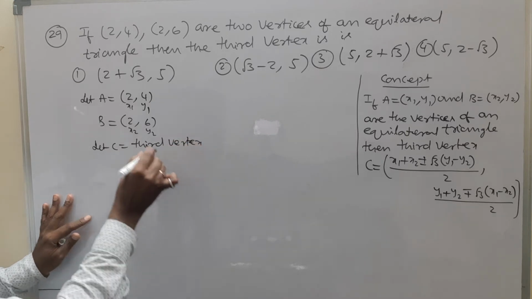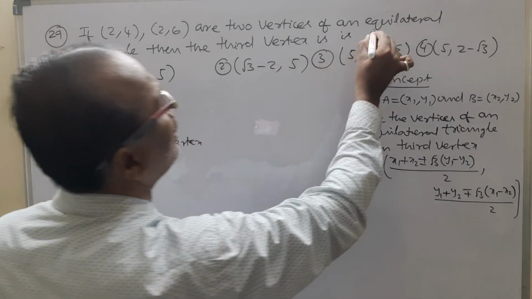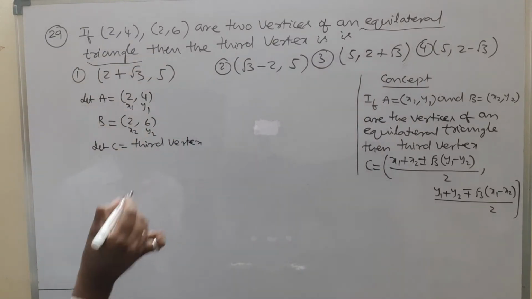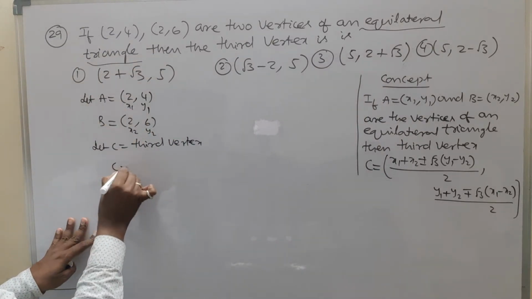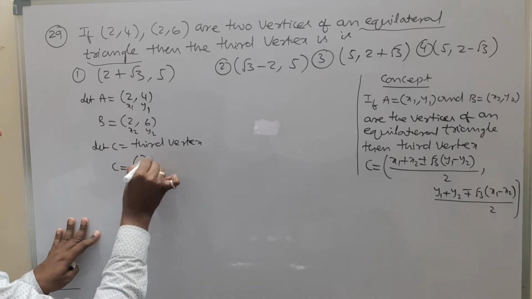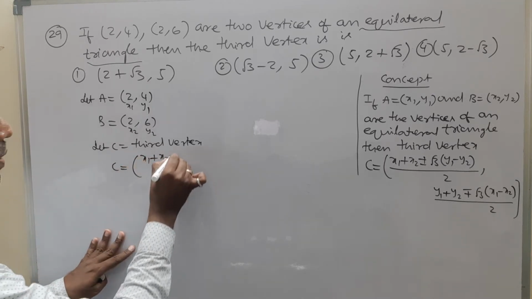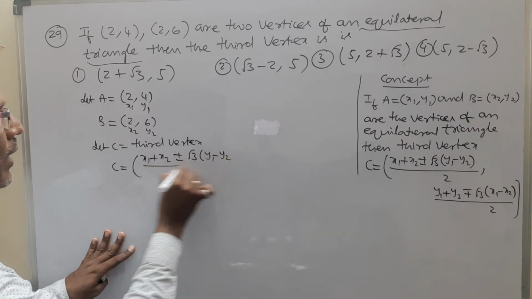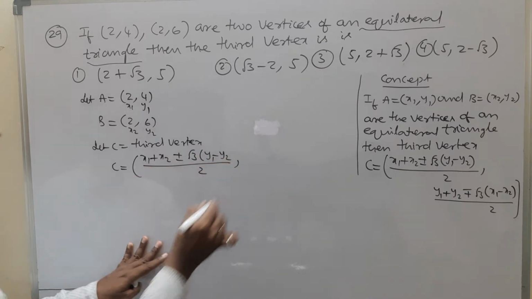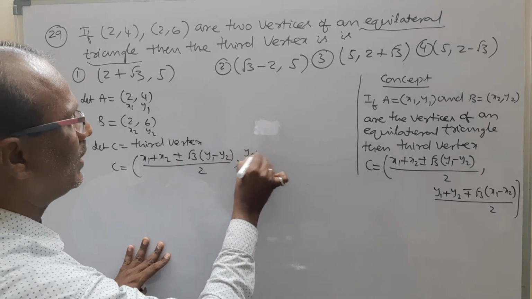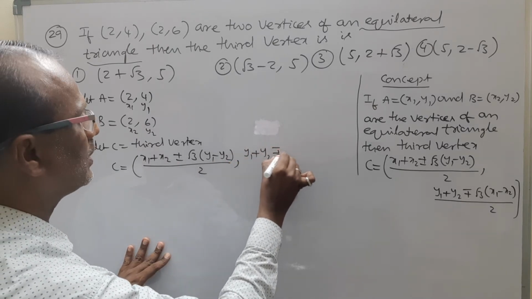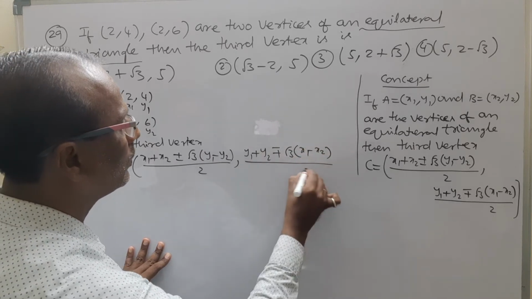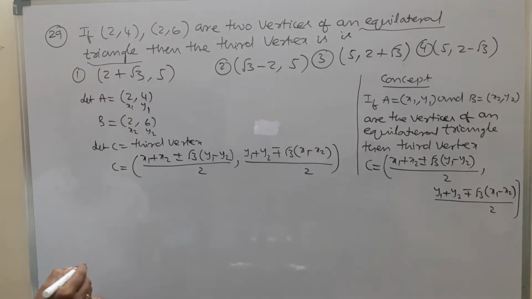In this question, the triangle is an equilateral triangle. To apply the formula, the third vertex is x1 plus x2 plus r minus root 3 into y1 minus y2 by 2, comma y1 plus y2 minus r plus root 3 into x1 minus x2 by 2. This is the formula. Apply the values.